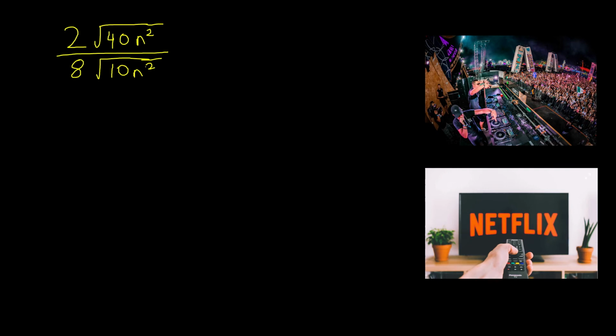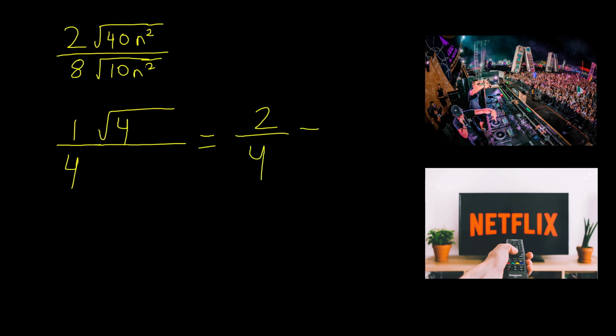With this one, the same idea. So 2 divided by 8, it can't divide, but it can reduce to 1 over 4. Square root of 40 divided by square root of 10, I know it's going to be square root of 4. N squared divided by n squared, they're just going to cancel out. So then from here, I look at the square root of 4. Can that simplify? I know that's 2. So 1 times 2 is 2, divided by 4. I know this can reduce to 1/2. Then this will be your final answer.